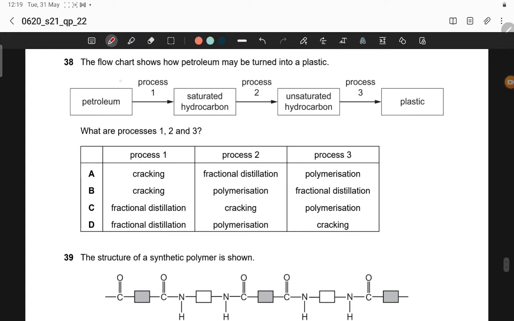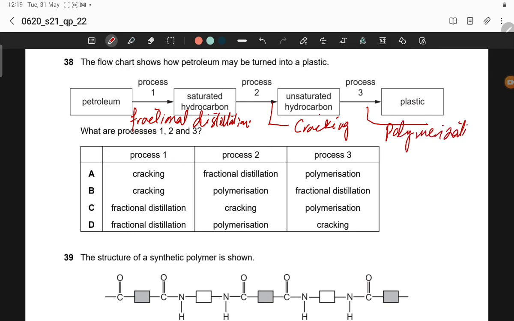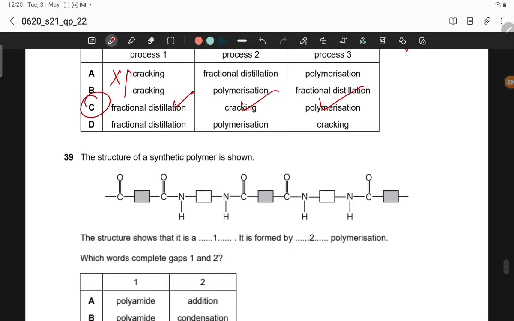Question number 38. The flow chart shows how petroleum may be turned into a plastic. Process 1 is fractional distillation. The unsaturated hydrocarbon forms through cracking. And number 3 is polymerization. Fractional distillation is correct. Cracking is correct. Polymerization is correct. So C is the correct option.